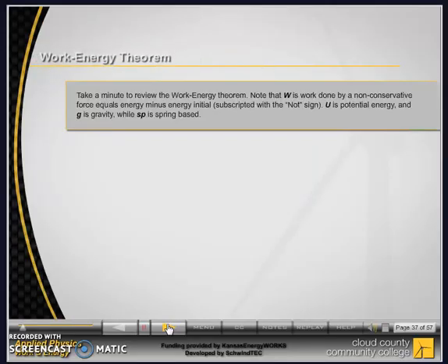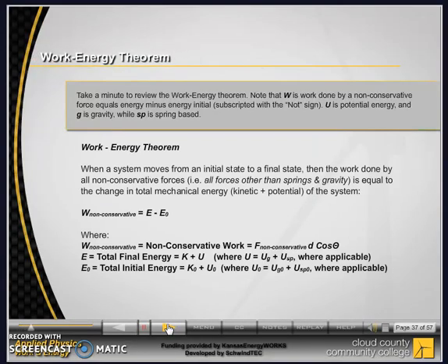Take a minute to review the work-energy theorem. Note that capital W is work done by a non-conservative force that equals energy minus energy initial. Capital U is potential energy and lowercase g is gravity, while SP is spring-based.